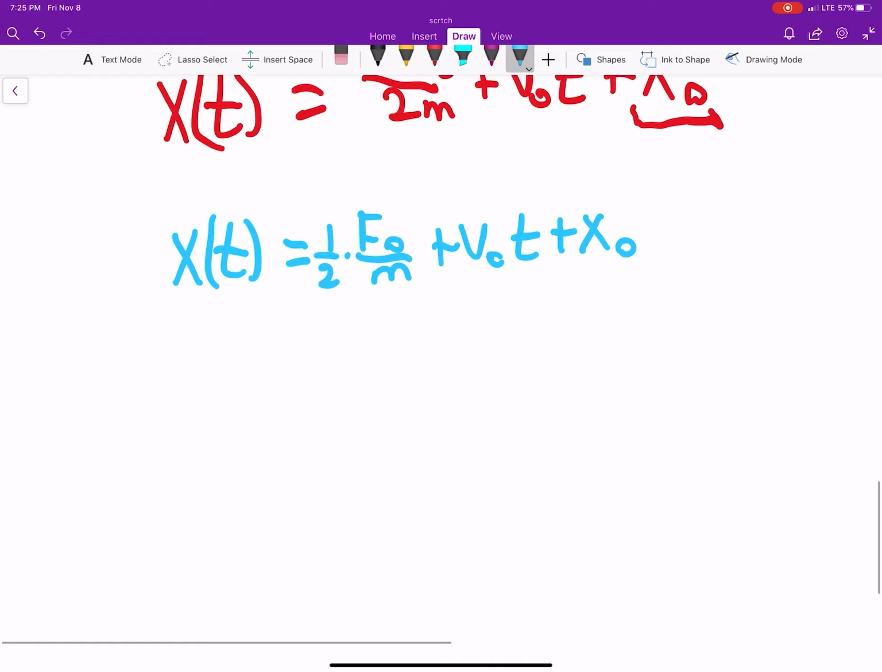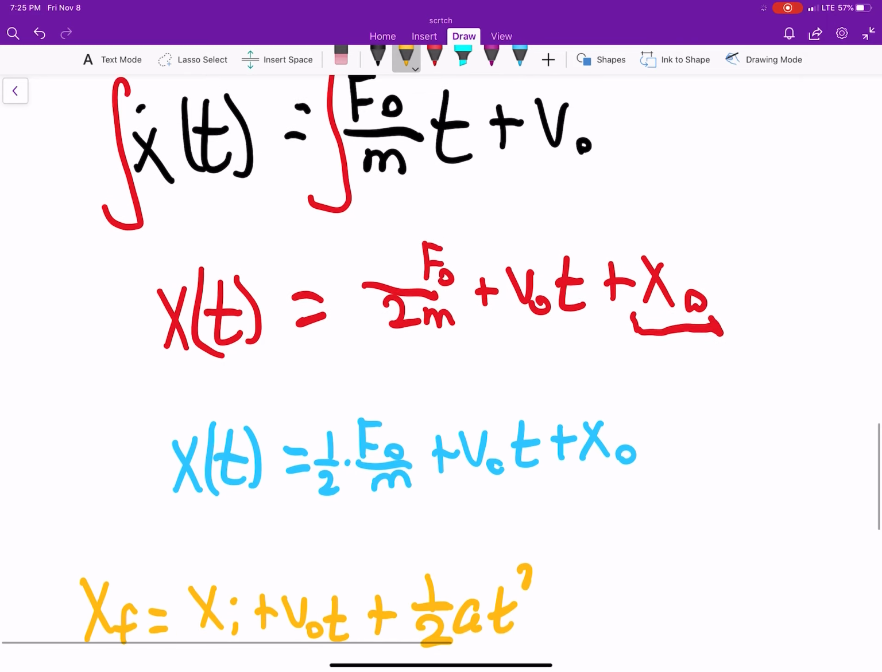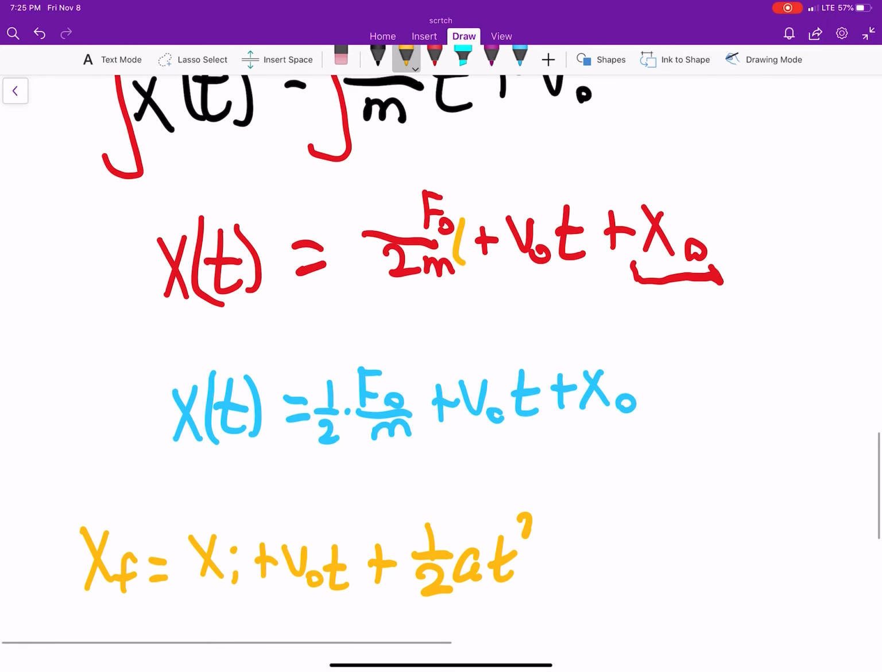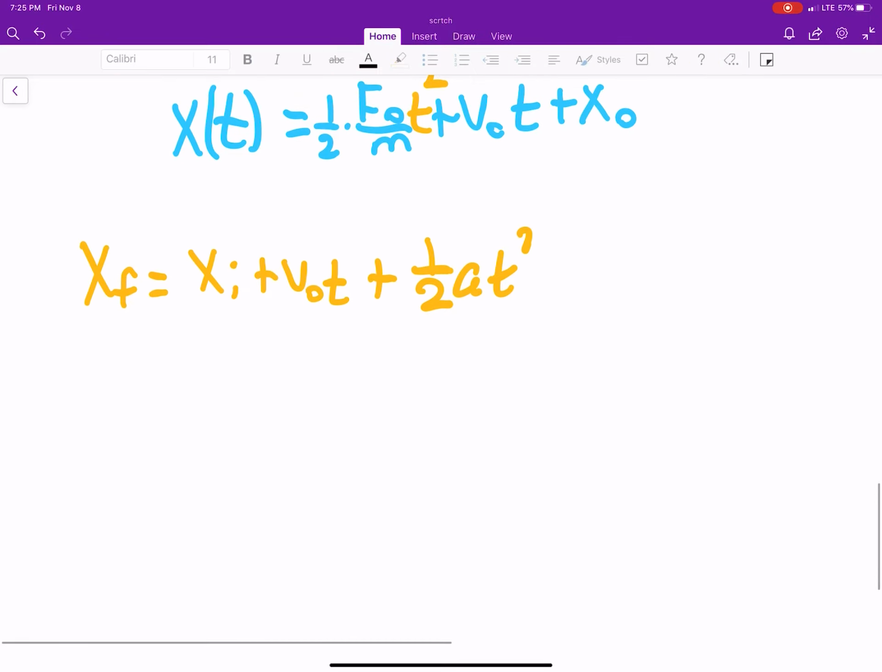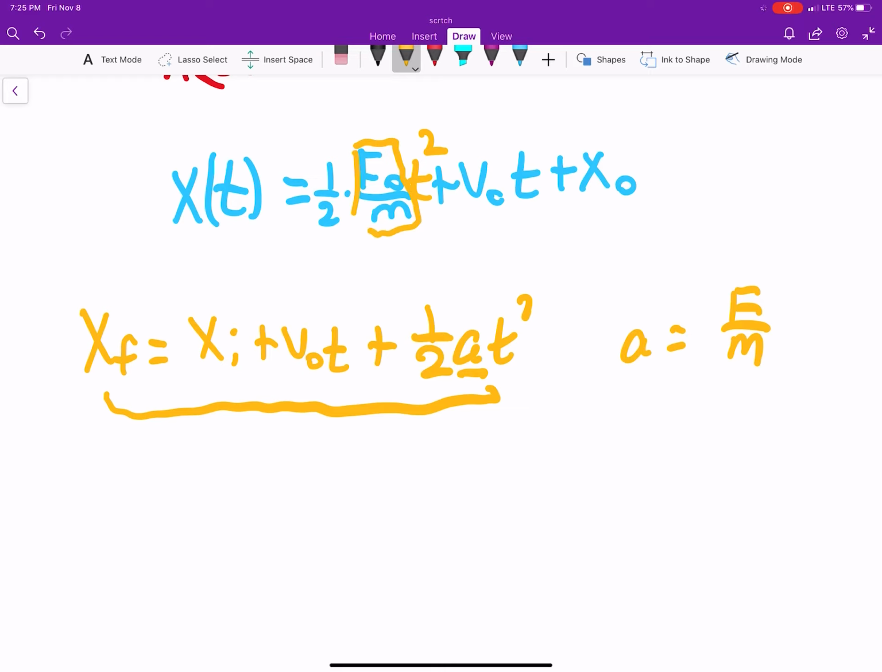This should look familiar. Should look like x final equals x initial plus v naught t plus 1/2 a t squared. You know what I forgot? t squared. Let's do that. Look at me being silly. Okay. So this works out just fine. And if you're confused, the a is equal to your force divided by your mass, which is just this part. Okay?